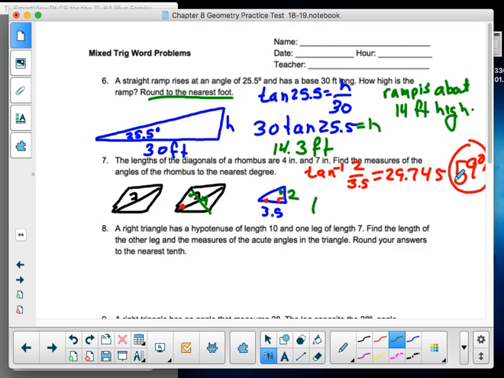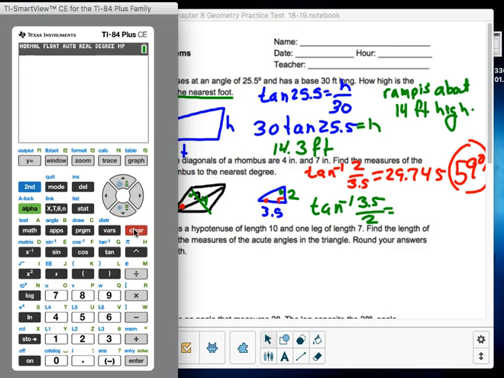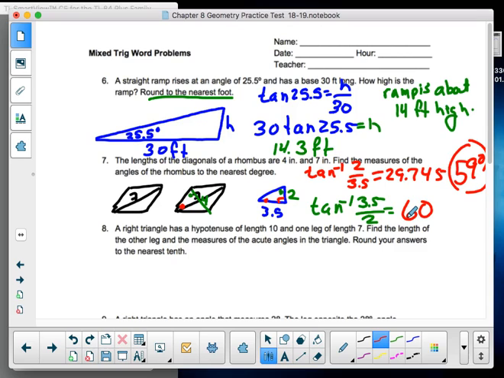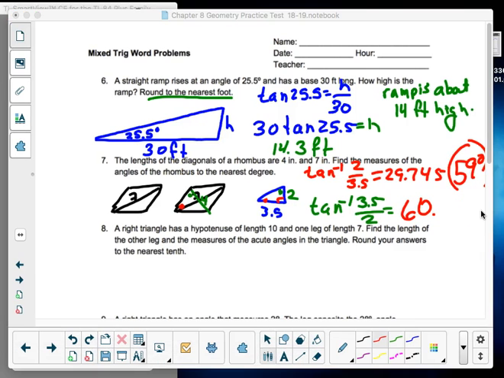Now my other side is my green. From green, I go opposite over adjacent, so it's the inverse tangent of 3.5 over 2. Let's do that again. We made a mistake on the calculator, so we're going to clear that. The inverse tangent of 3.5 divided by 2 gives us 60.25 degrees, so that's 60 degrees, and doubling it I have 120, actually 121.